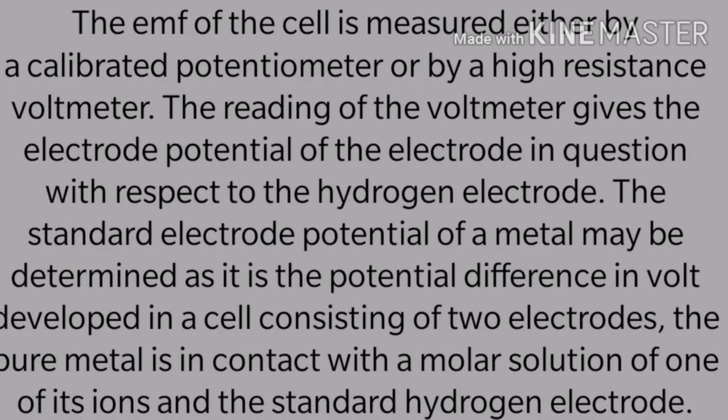Similarly, we can find out for the copper electrode also. When you use the copper electrode, you again construct a voltaic cell in which the hydrogen electrode will act as anode and the copper electrode will act as cathode. Again you can write E0 cell is equal to E0 cathode minus E0 anode. So with 0.34 volt equal to E0 cathode minus 0, the reduction potential E0 cathode will be equal to 0.34 volt.